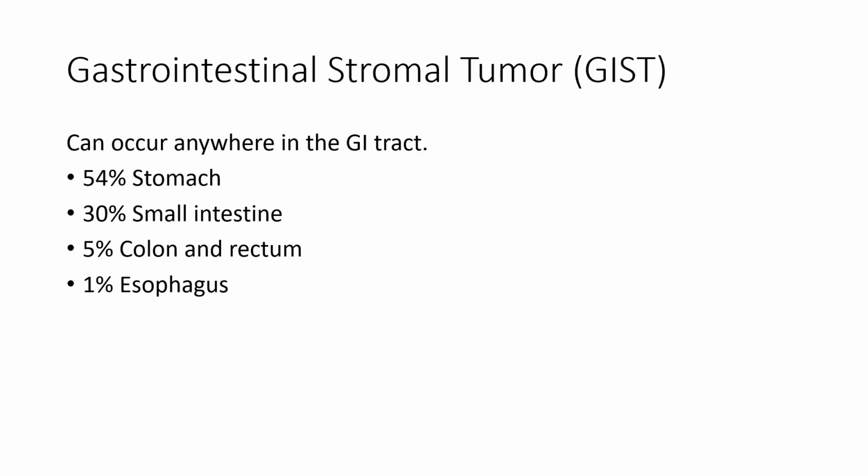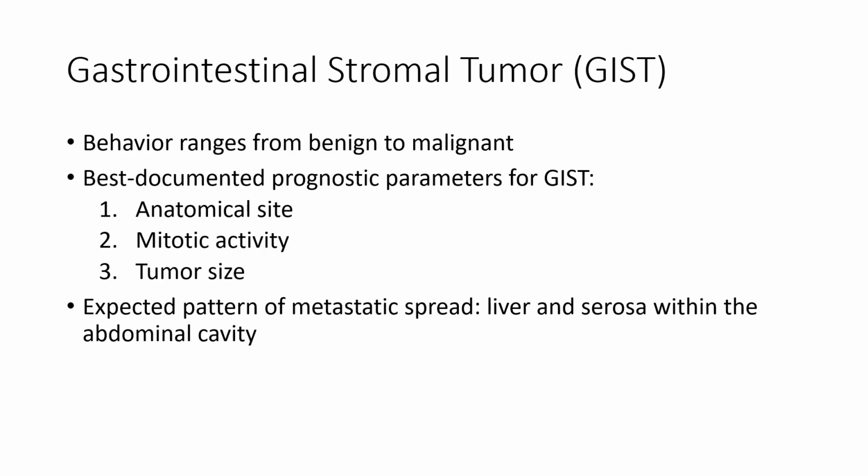Gastrointestinal stromal tumors can occur anywhere in the GI tract. The most common site is the stomach, followed by the small intestine, and much less commonly they occur in the colon. The behavior of GISTs ranges from benign to malignant, and risk stratification is preferred to anatomical staging. And the best documented prognostic parameters in GISTs are anatomical site.